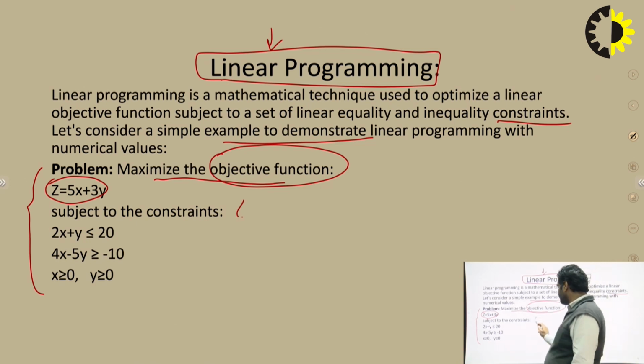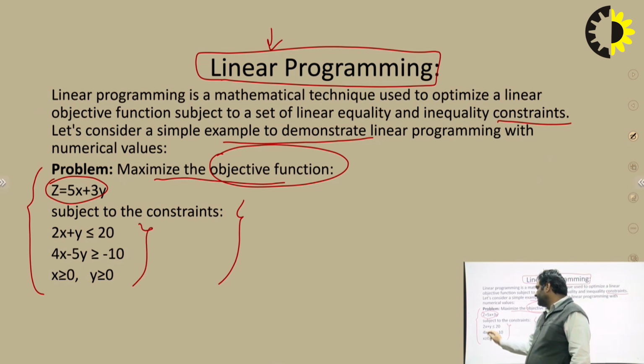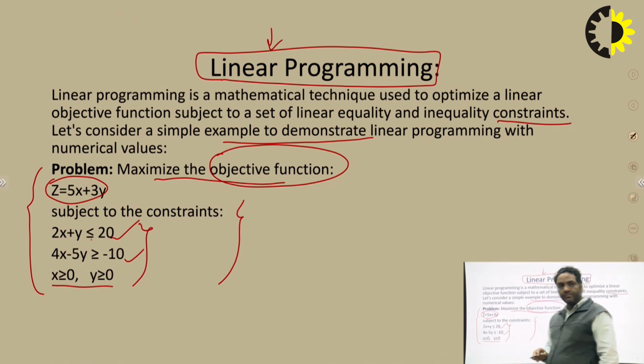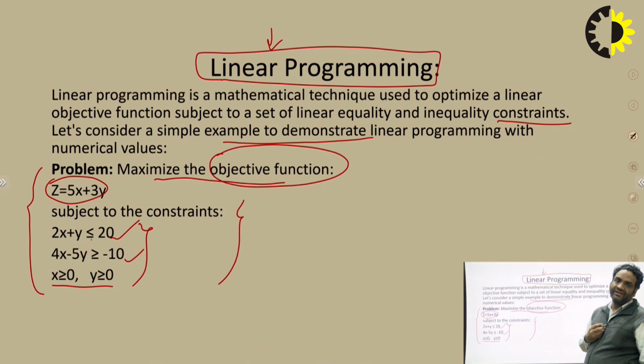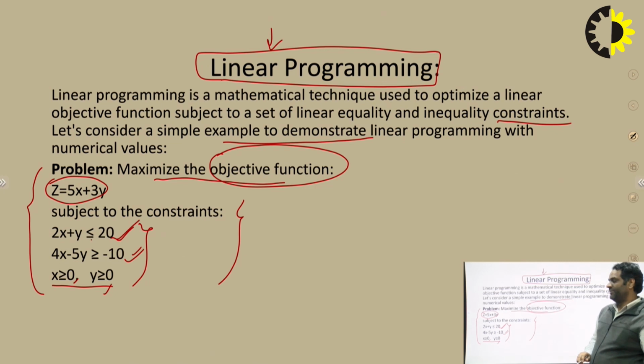Now we have certain constraints. We have given 4 inequalities that are constraints. So 2x plus y less than or equal to 20, the first constraint, then 4x minus 5y greater than or equal to minus 10, and then we have 2 other constraints, that is x greater than or equal to 0 and y greater than or equal to 0. So we have basically 4 constraints on the objective function that we need to maximize.